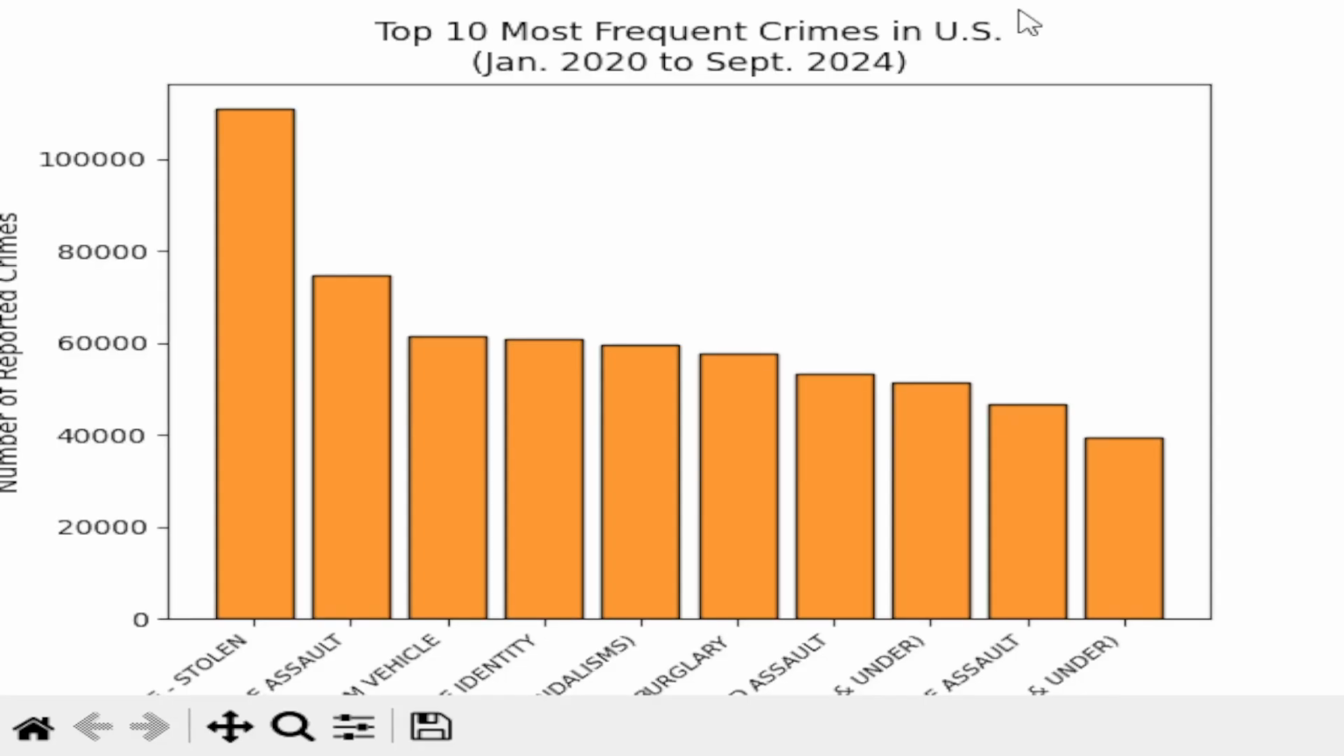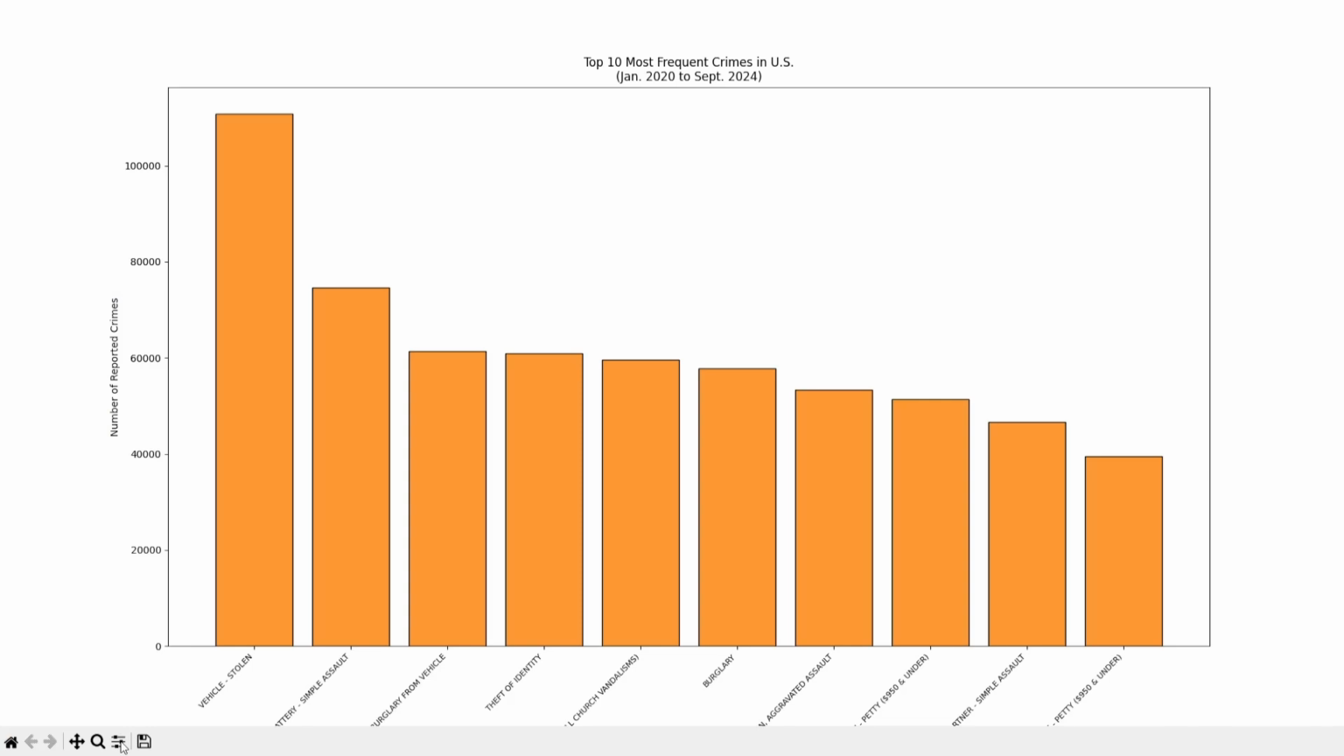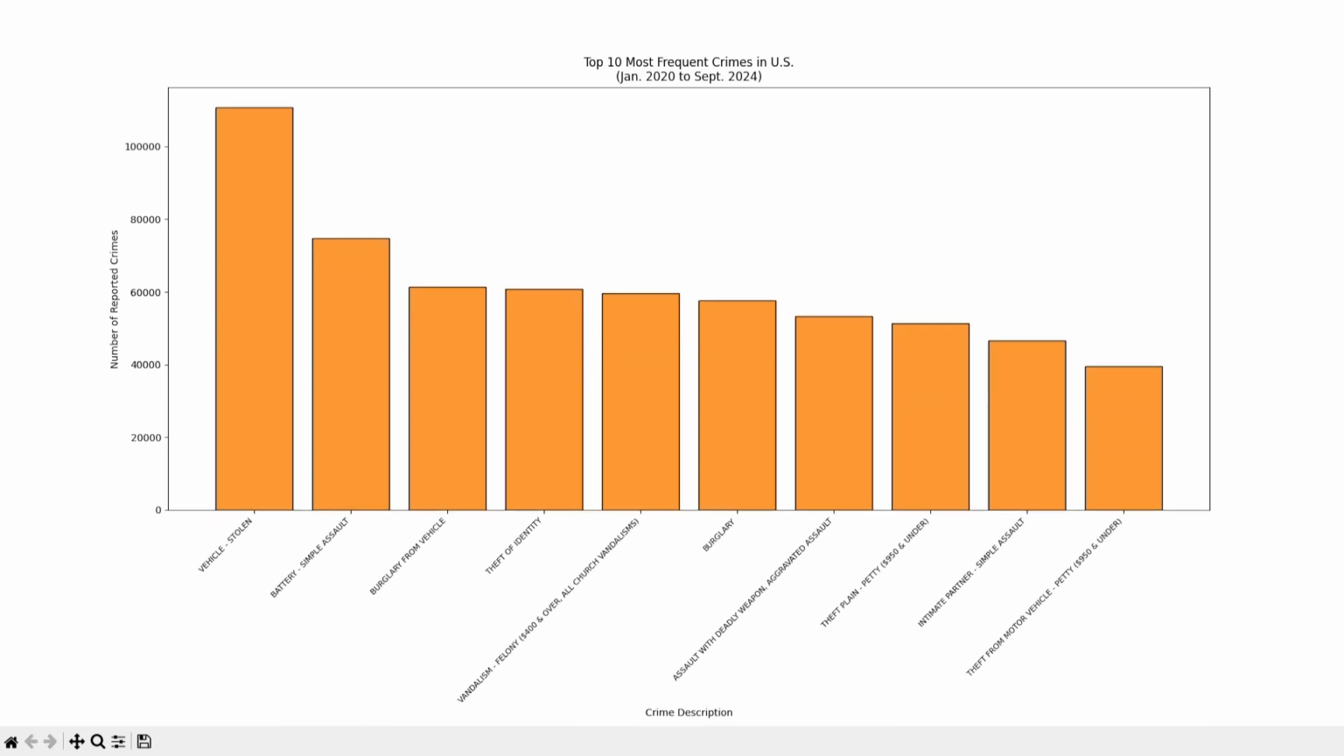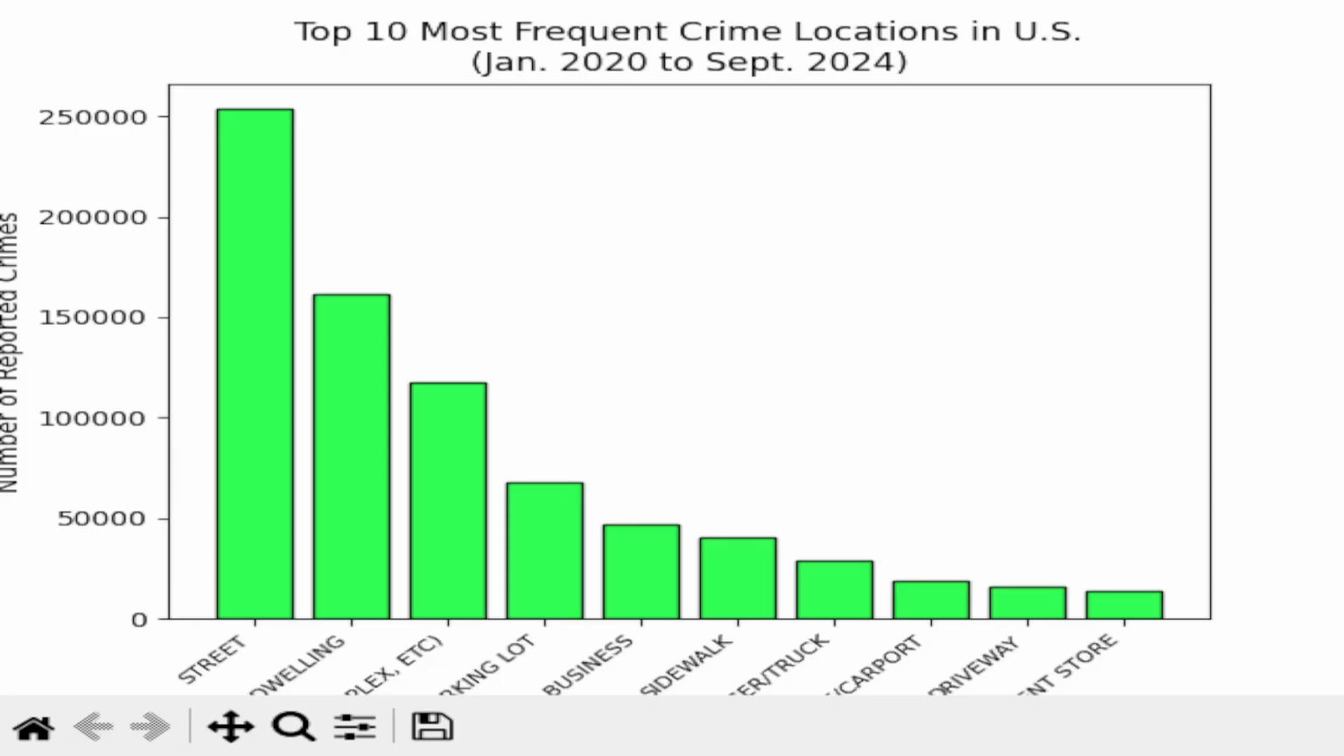We'll take a look now at top 10 most frequent crimes in the US. I'll have to fix this so you can read it. So it all has to do with theft or assault, basically, with vehicles stolen being the number 1, a battery being the number 2. And you can read here, it's basically theft and assaults that happen the most.